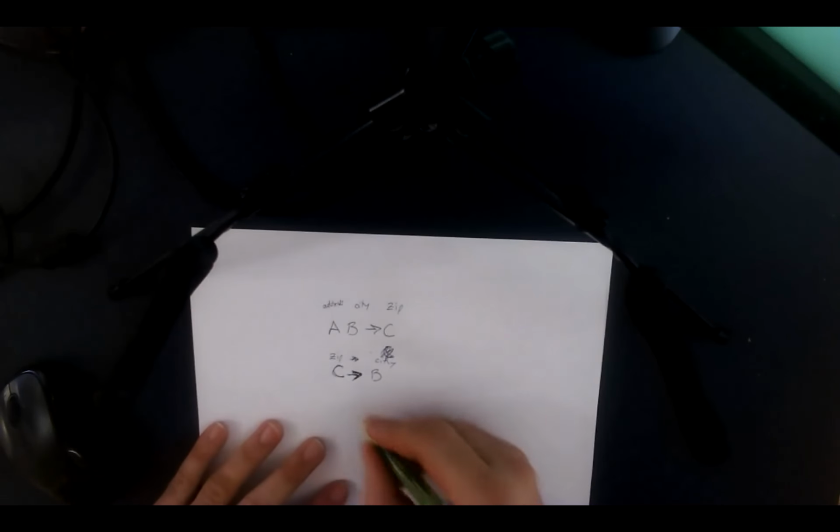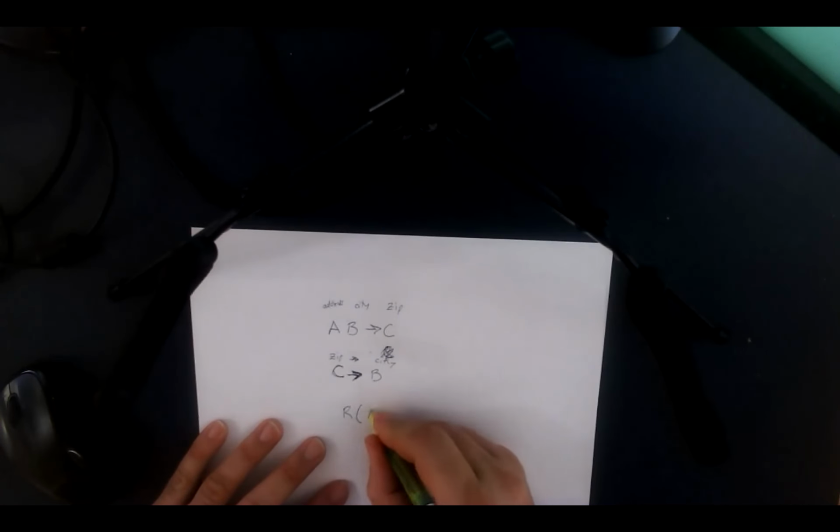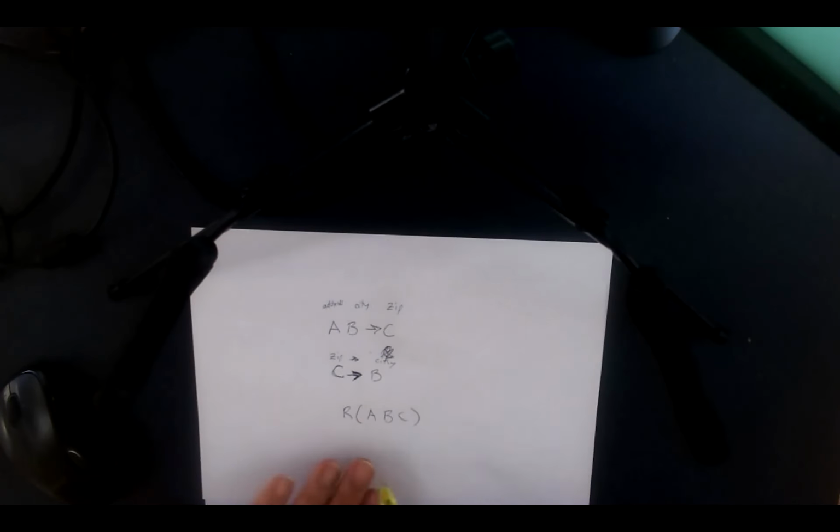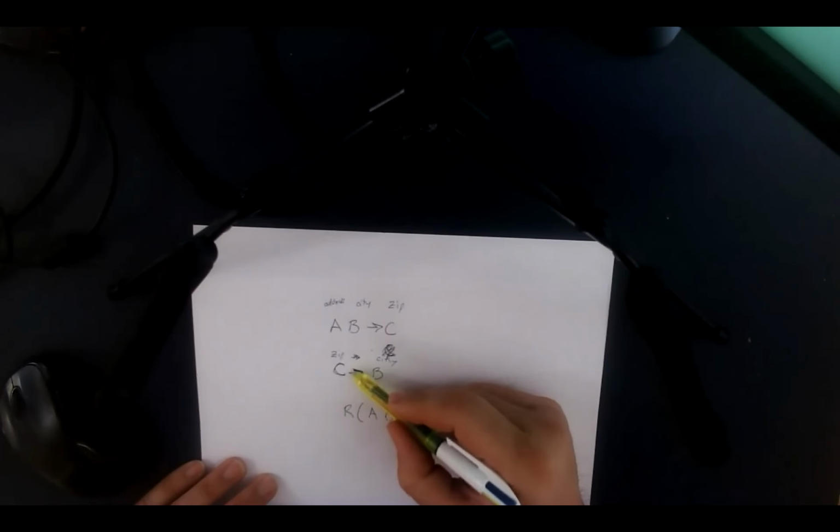Okay, so the question would be this: if I have R, these are the functional dependencies I have: A, B goes to C, and C goes to B. Now, if I have R(A, B, C), is this in BCNF, given these functional dependencies? That's right. Which is the offending one? It's this one right here, right? Because C is not a superkey. That's right. Okay.